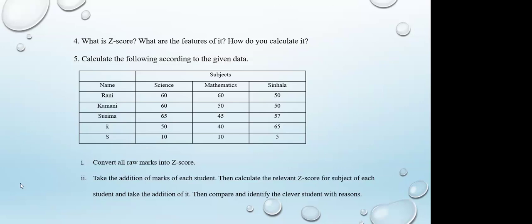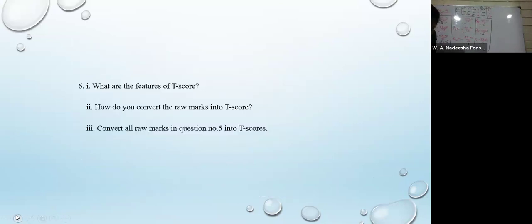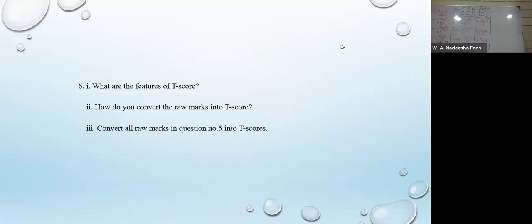Yes, then the last question. What are the features of the T-score or McCall's score? He introduced the T-score in order to get rid of what? Negative values and decimal points and zero values. Very good. Negative values and zero values.